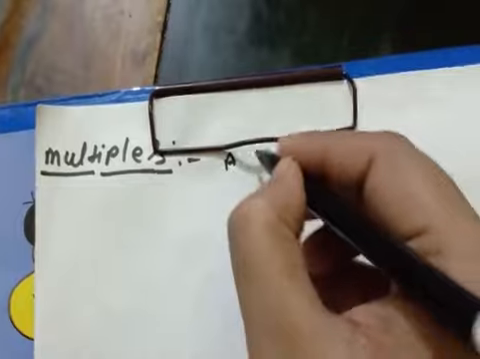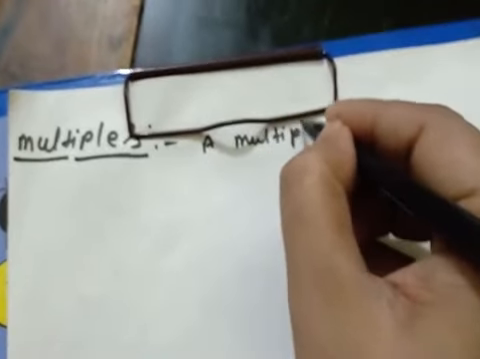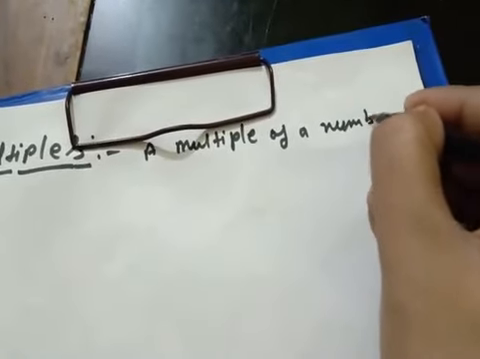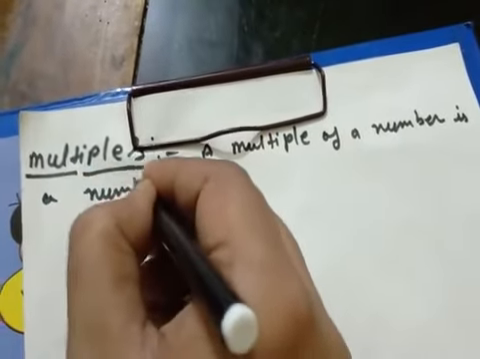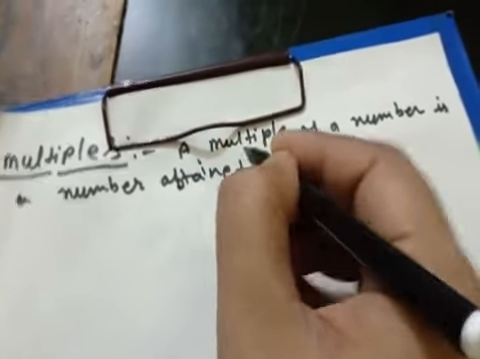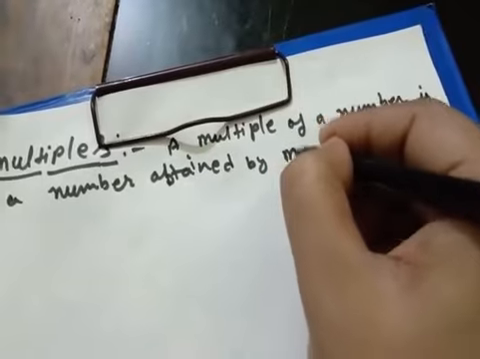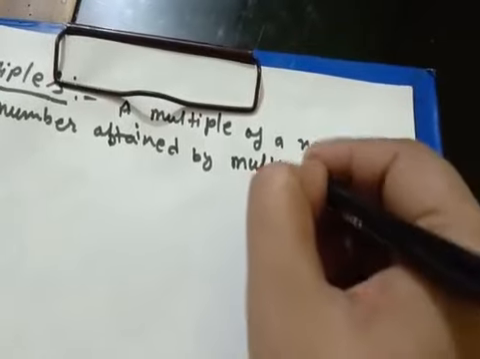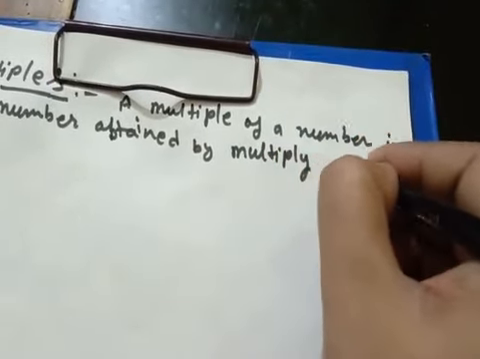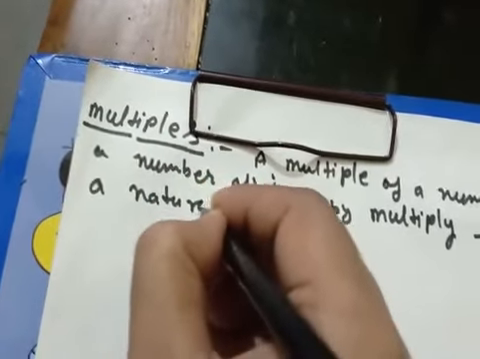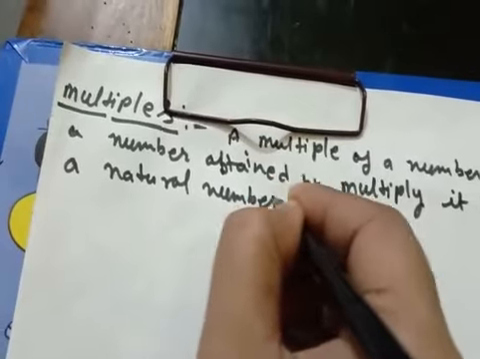A multiple of a number is a number obtained by multiplying it by a natural number.